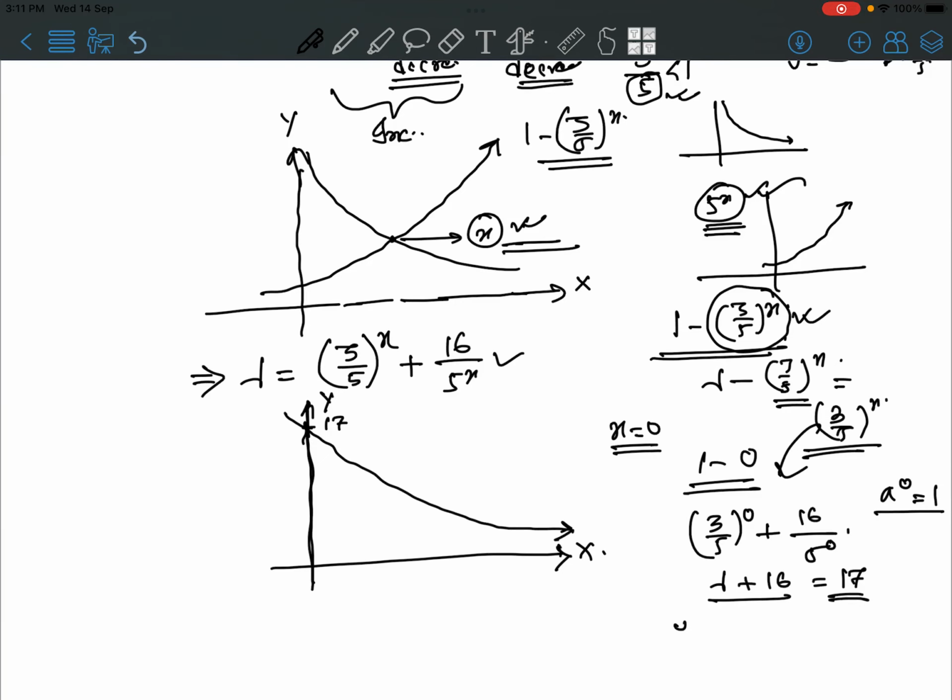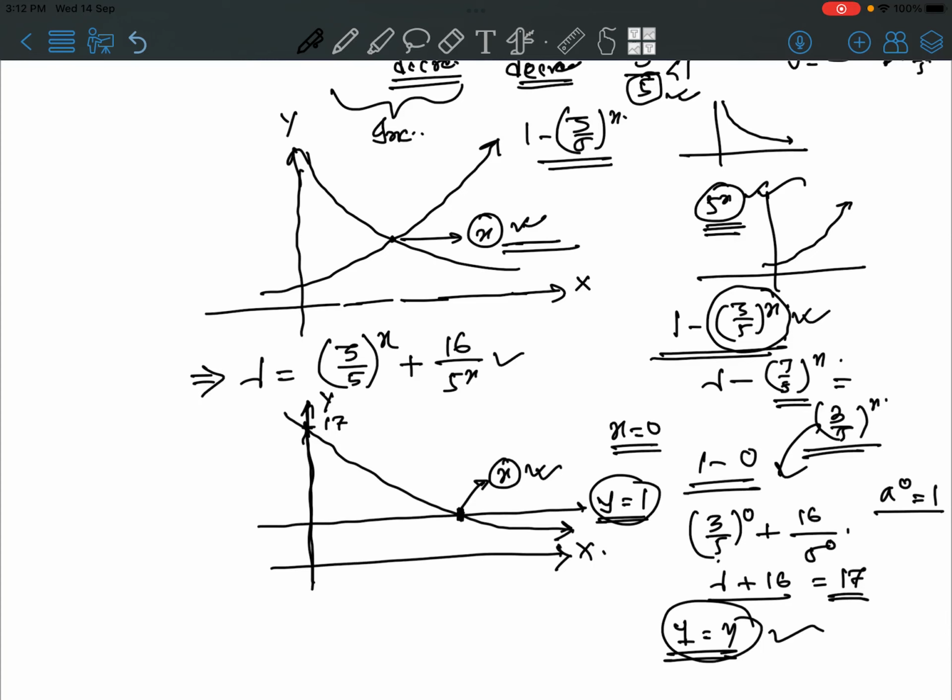The function is going to be like that. Now the left hand side equals 1, that means y equals 1, which is a constant that is parallel to the x axis. So this is y equals 1. The right hand side, (3/5)^x + 16/5^x, is intersecting with y equals 1. That is the point where we are going to get the value of x.